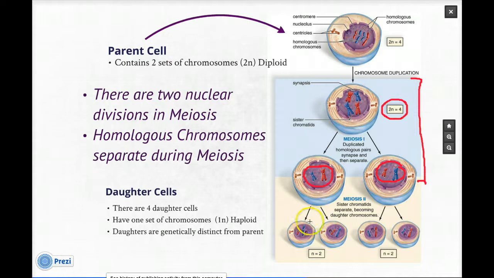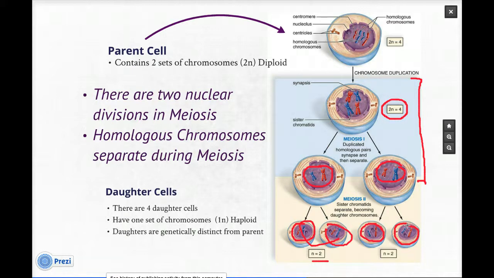In the second division, we see meiosis 2, we end up having another nuclear division in which the sister chromatids separate, and still we are 1n. So each cell now has 1 copy of each chromosome. And this is important because this is how we reproduce. You have to think about it here.